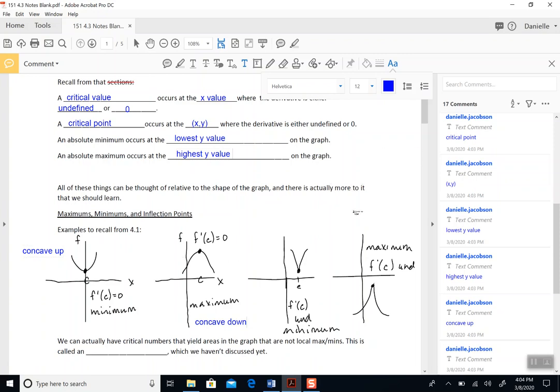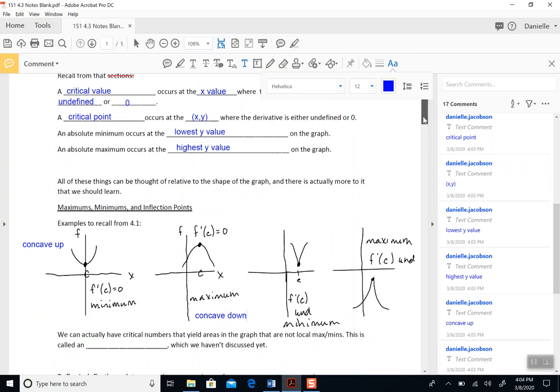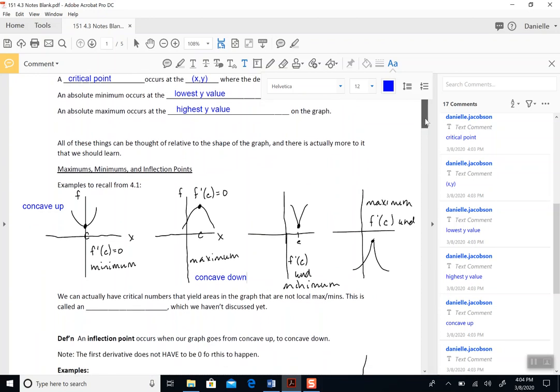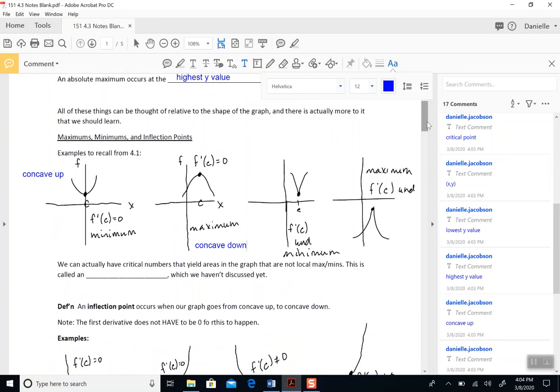So far these are just maxes and mins when the derivative is 0 or undefined. What we haven't talked about yet is what we call an inflection point. We can actually have critical numbers or critical points that are not maximum or minimum values. We didn't have to deal with any of those in 4.1. Now we're saying this is actually important, and we should look at it. So when we have critical numbers that yield areas in the graph that are not local maxes and mins, we may have what we call an inflection point.